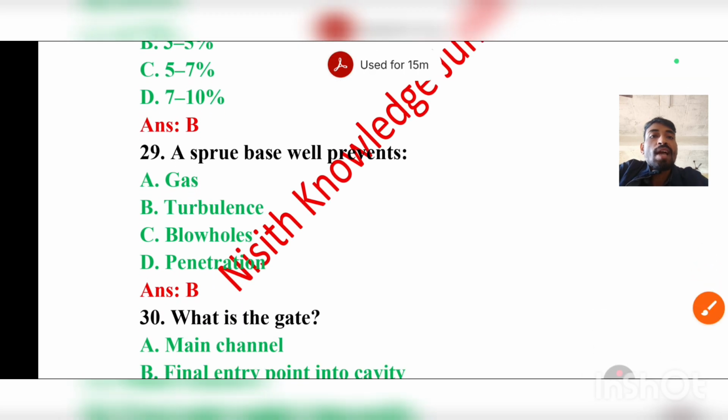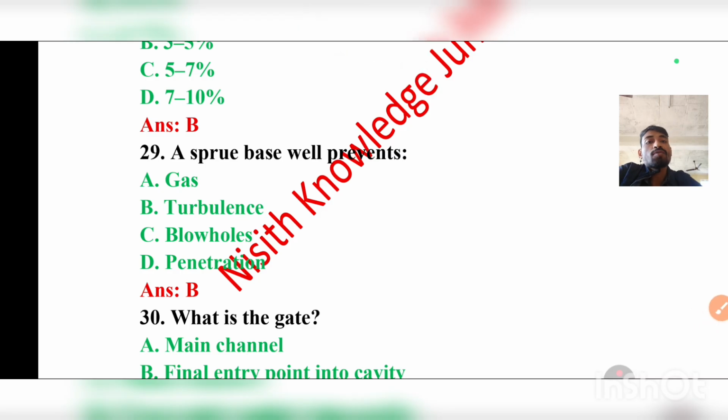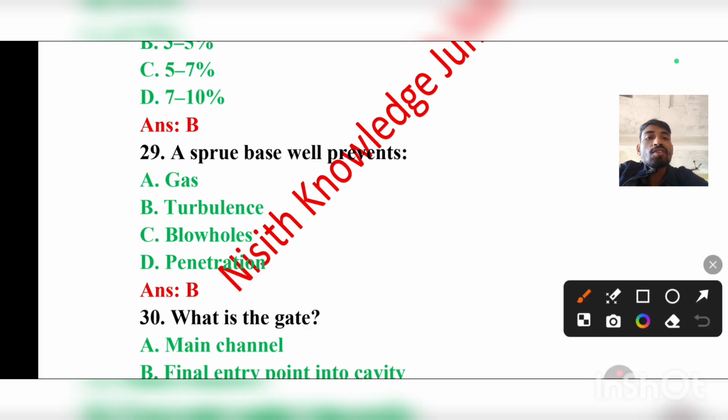Question number 29, just see, a sprue base well prevents what? Options are gas, turbulence, blowholes or penetration. The correct option is your B, that is your turbulence.